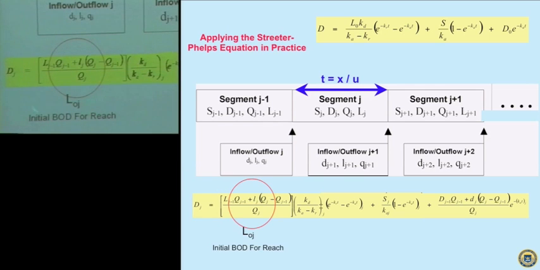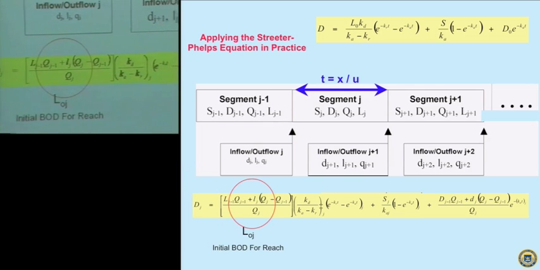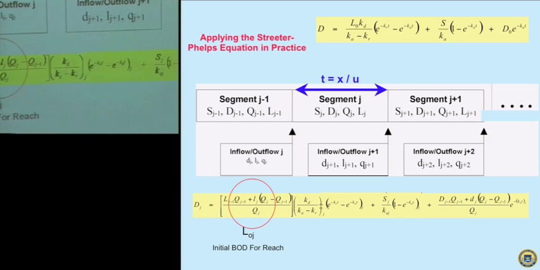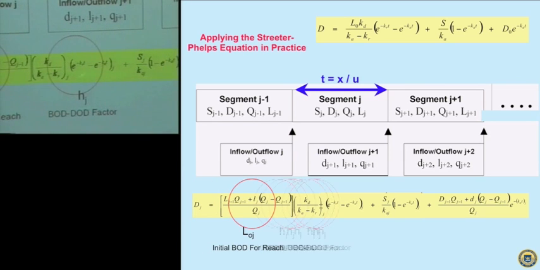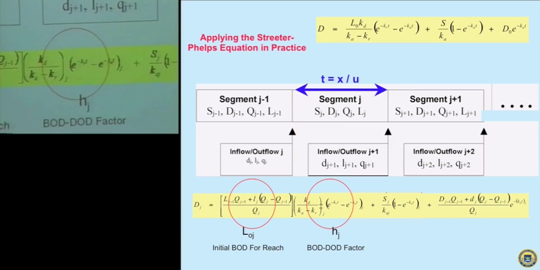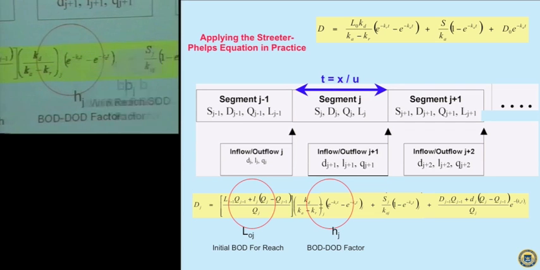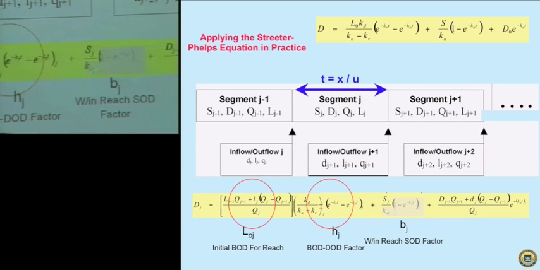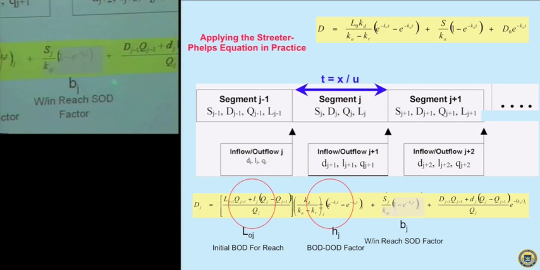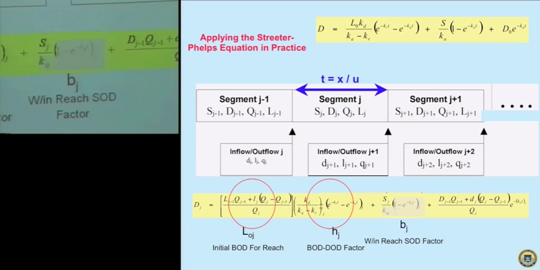To convert that to dissolved oxygen deficit at the end of the reach, we've got this factor over here, which we call H. This is the conversion of biochemical oxygen demand to dissolved oxygen deficit in the river. It's a function of time, but really, as we said, it's distance over velocity, both of which are known parameters, so we know T here. Same here. B sub j is the within reach SOD factor, converting SOD to a deficit at the end of the reach.